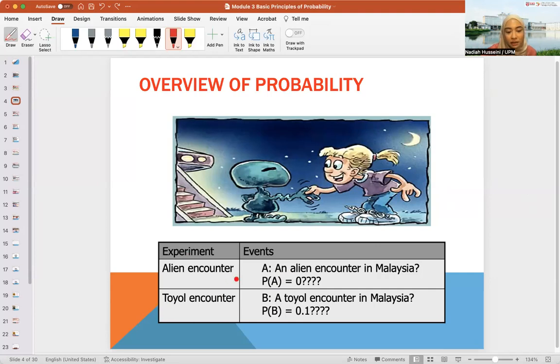Okay, so what is the Toyol encounter? This is the experiment. We are recording the data: how many times has someone seen or encountered a Toyol? So the event is B, a Toyol encounter in Malaysia. What is the probability of event B? Someone said, I've seen a Toyol before, so the probability is no longer 0. You have some value over here. Let's not trust this data. It's just an example, okay?